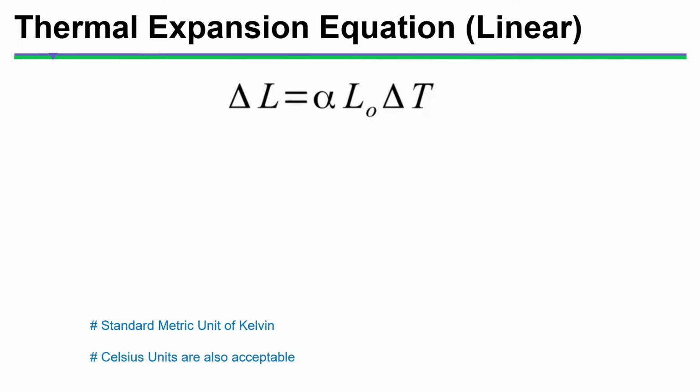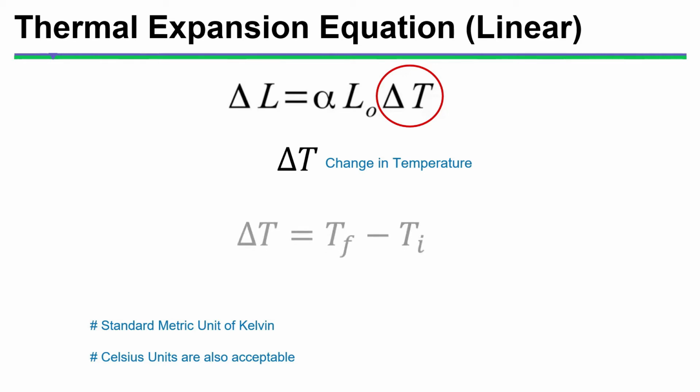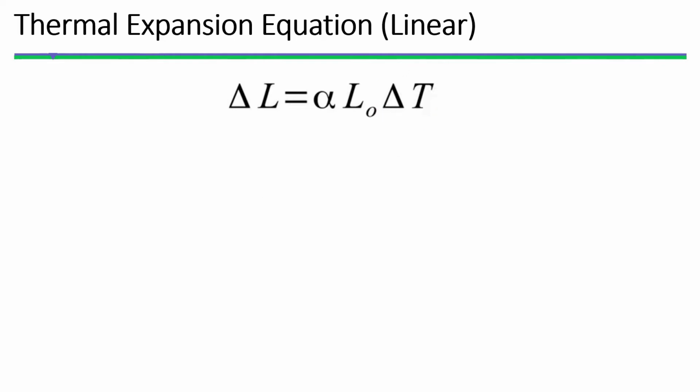Next variable, we want to look at the delta T. So again, the delta is the change of the temperature. Delta here means changing. So delta T is the change in temperature, where the final temperature minus the initial temperature. The standard metric unit of temperature is Kelvin. But it turns out that the change in temperature in Kelvin is exactly the same value as the change in temperature in Celsius. So Celsius values can be used as well. The last variable is the alpha, the linear expansion coefficient.